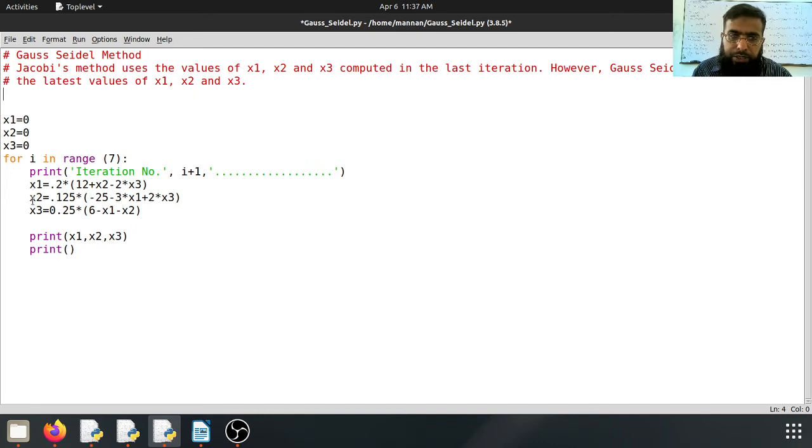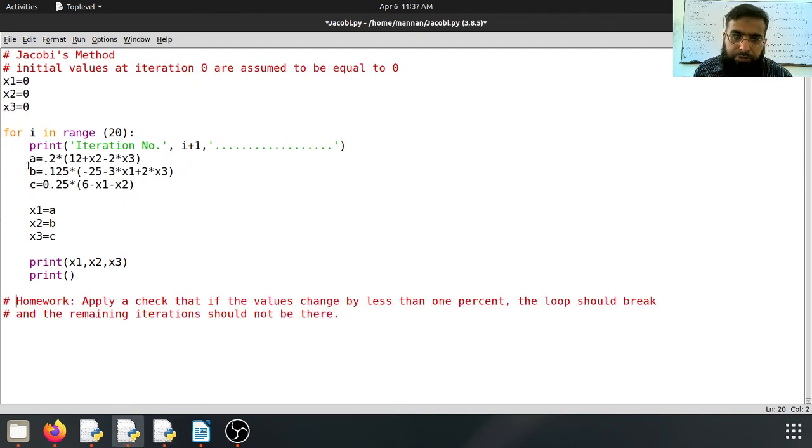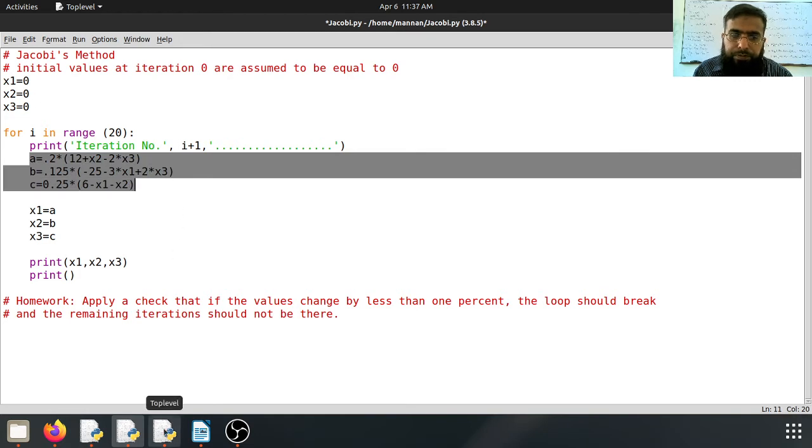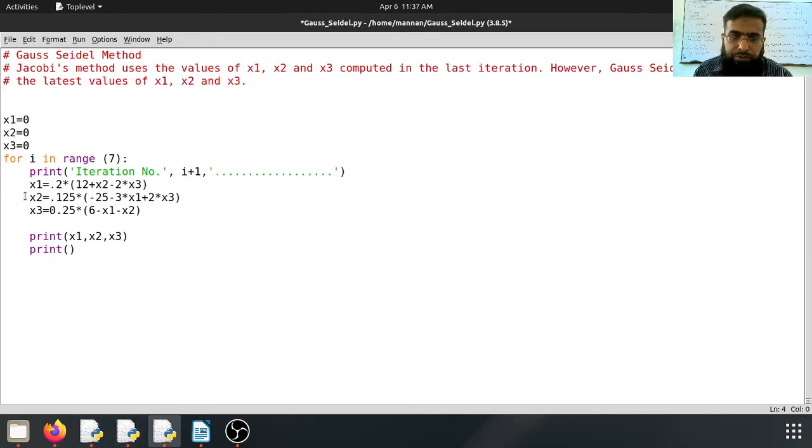So instead of having a, b, c here that we had in case of Jacobi's method, we have x1, x2 and x3 here, because when we are executing the second statement for x2, the latest value of x1 would be the value of x1 that we would have computed in the same iteration. So we would use the most recent value. This is the difference between Gauss Seidel and Jacobi's method. And when we implement x3, we'll use x1 and x2 computed in the same iteration, not of the previous iteration.